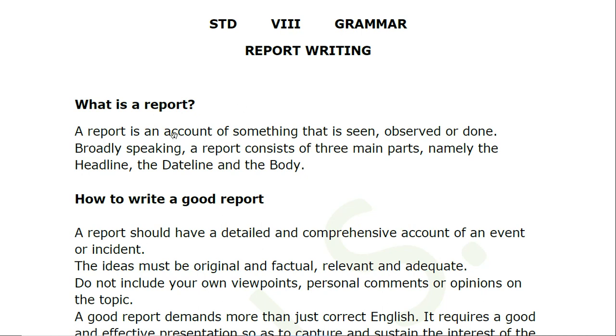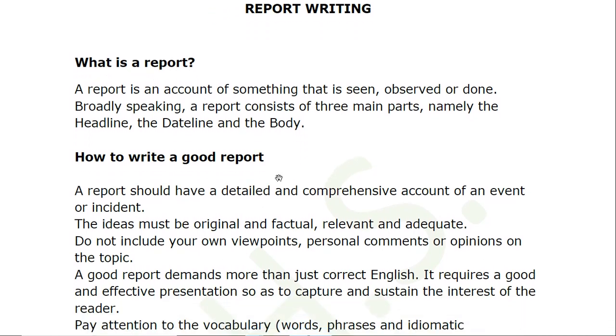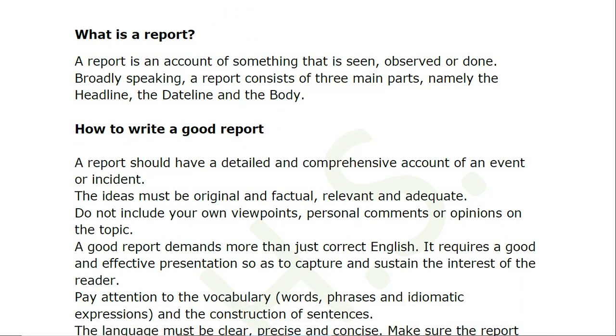Report writing. What is a report? A report is an account of something that is seen, observed, or done. Broadly speaking, a report consists of three main parts, namely the headline, the dateline, and the body. So, a report is made up of three main parts. That is the headline, that is your main title, what the report is about. Then you have the dateline, that's where you have your date and the place.